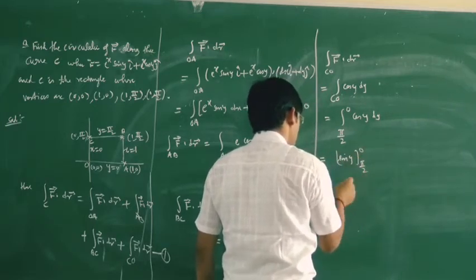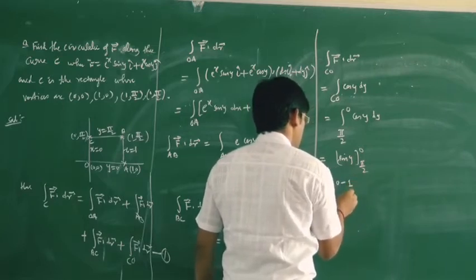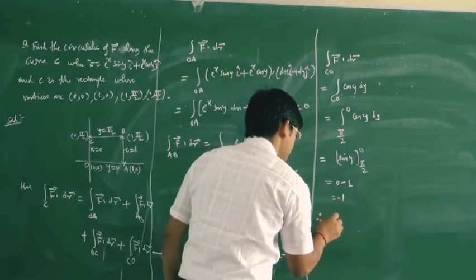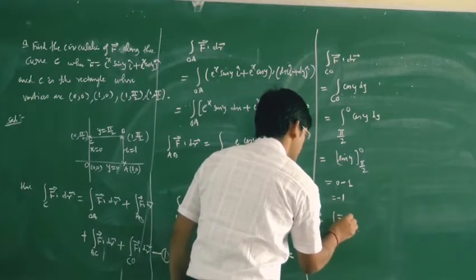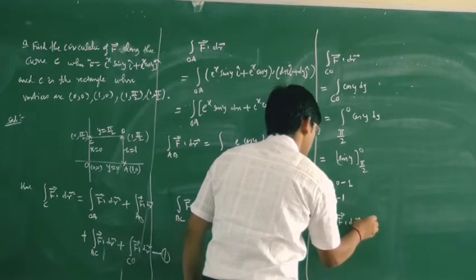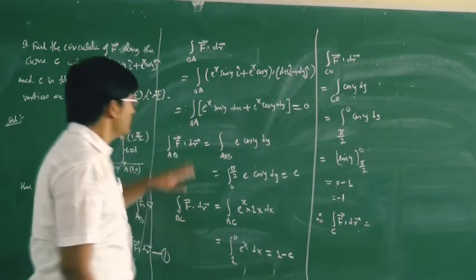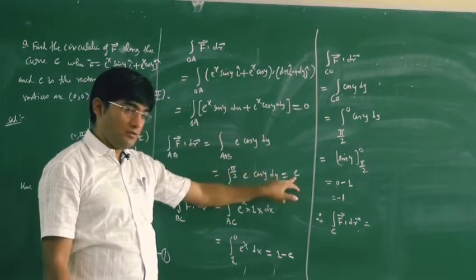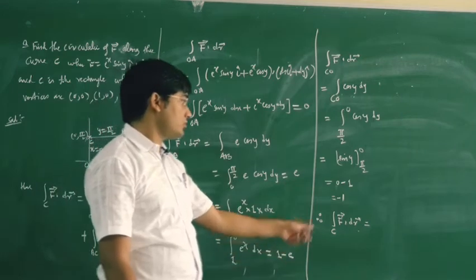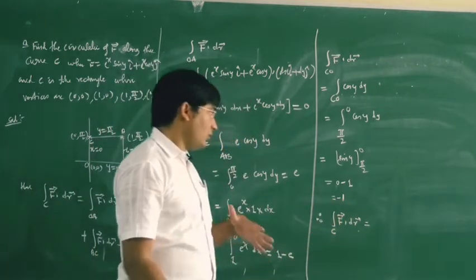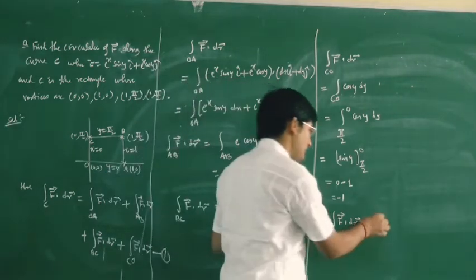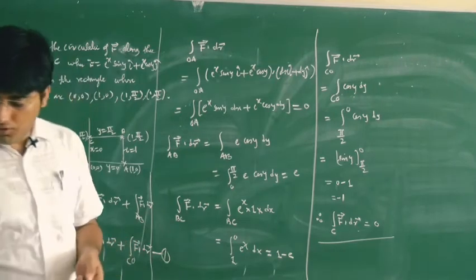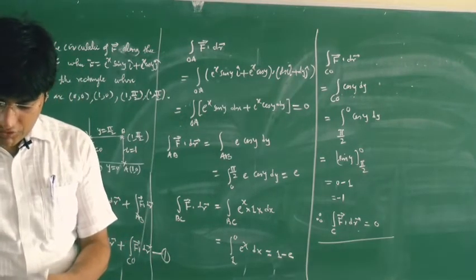Again, your sin 0 is 0, so we have 0, and your sin(pi/2) is 1, so the last one is minus 1. Therefore, the line integral of F dot dr over C is equal to the sum of these 4 line integrals. The first one is 0, the second one is e, the third one is 1 minus e, and the fourth one is minus 1. Now if you add all these line integrals, you can see that their sum is 0. So the value of the line integral for this rectangle is equal to 0.